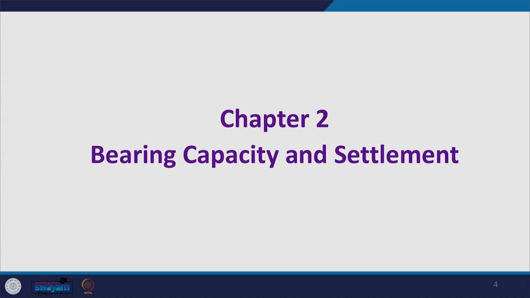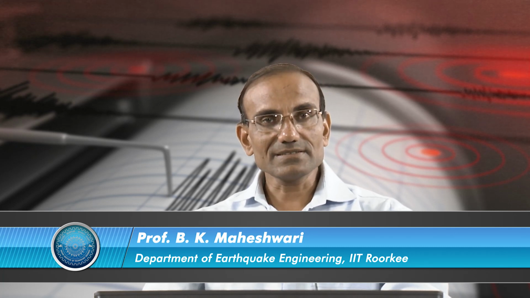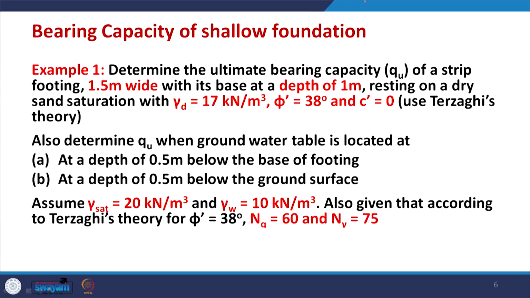In today's lecture, we are going to discuss some of the numerical examples related to bearing capacity as well as settlement. So, these numerical examples are for both cases, that is for bearing capacity and settlement. So, let us have the first example, which is on bearing capacity of shallow foundations, and in this example what is required is to determine the ultimate bearing capacity of a strip footing, which is 1.5 meter wide and its depth is 1 meter. So, that means the width of the footing is more than the depth of the footing.